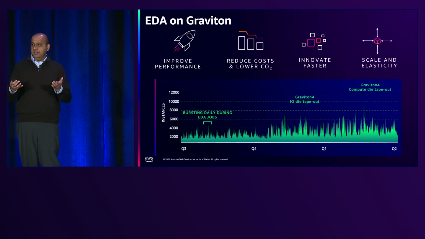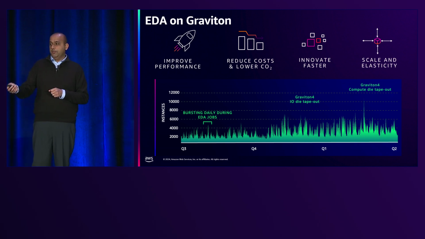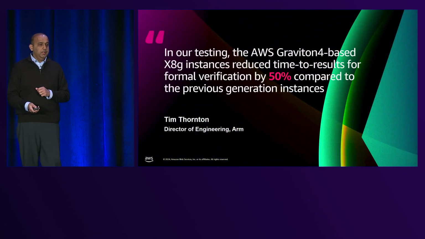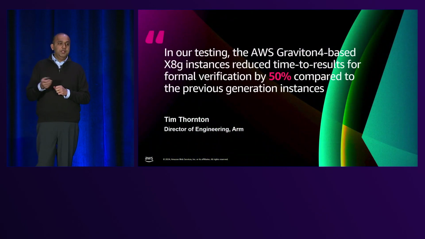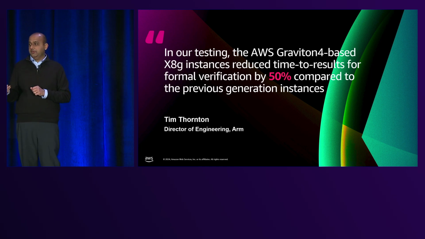By providing fast processing power, what we are enabling with Graviton 4 is the ability for many chip companies, as well as AWS, to bring some of these EDA workloads into the cloud and run that in the most efficient manner and improve time to market of those chips. For example, ARM, when they used the new Graviton 4-based X8G instance for a formal verification workload, which is one of the EDA workloads, they saw up to a 50% improvement compared to the previous generation, which greatly accelerates their time to market.